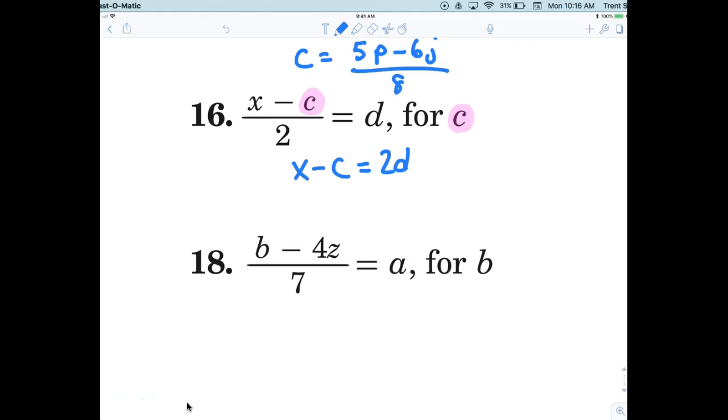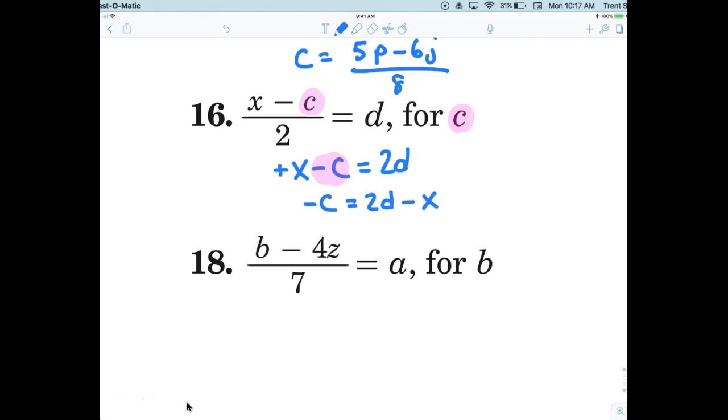Now I'm solving for c. There are lots of issues here. The first thing I need to do is get rid of the x. Now the x on the left side, is that positive or negative? Positive. So if I move it to the other side, it will be negative. So I want everybody to be able to tell me negative c is equal to 2d minus x. Everybody agree with that? Yes.